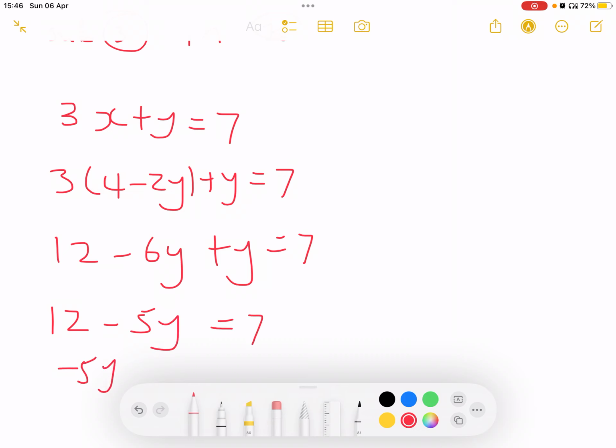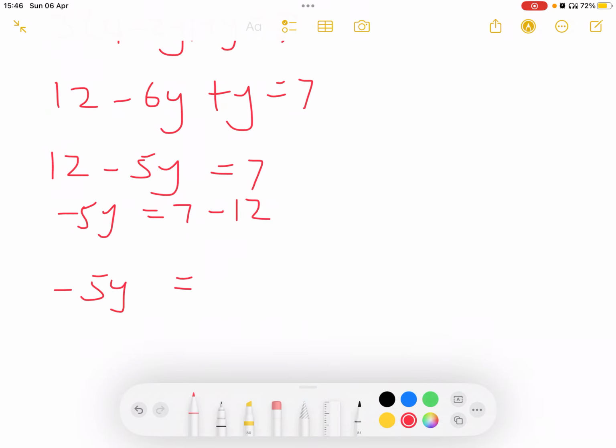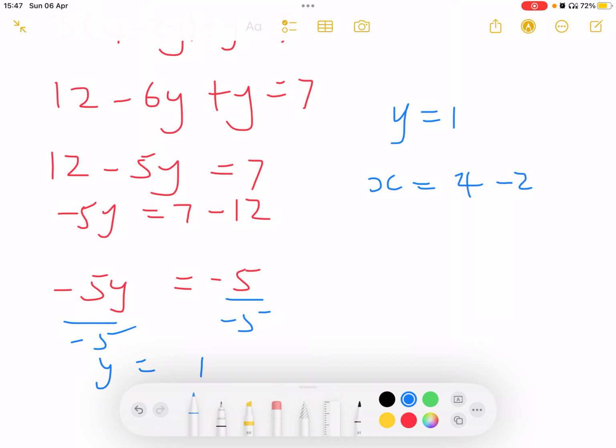Negative 5y equals 7 minus 12. Now we get negative 5y equals negative 5. We divide on both sides by negative 5. We get y equals positive 1. Now that we know the value of y is 1, let's get the value of x from x equals 4 minus 2y. So this is 4 minus 2 times 1, which is 4 minus 2, then it's a positive 2.